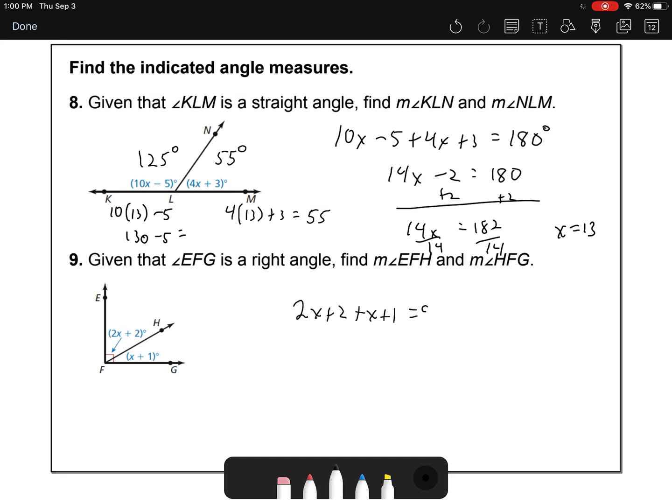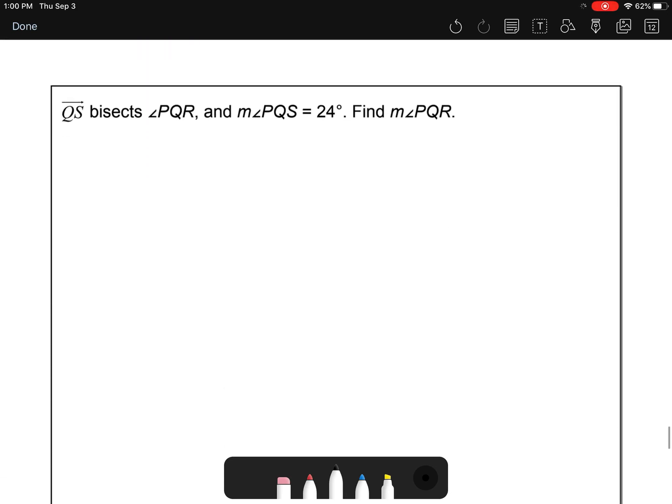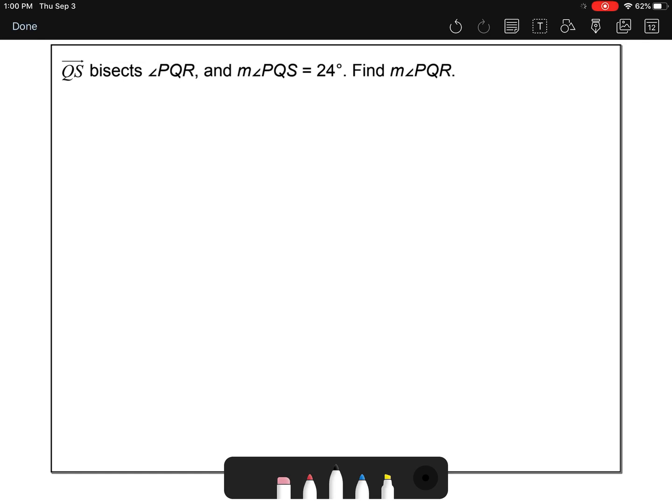So on 9, if we have a right angle, we're going to add them together to get 90. So 3x plus 3 equals 90. Subtract 3. 3x is 87. Divide by 3. Let's see, it'd be 29, I believe. So then we just plug 29 in there. 29 plus 1 is 30. So that makes that 60. And we're done. That's as simple as I can make it.